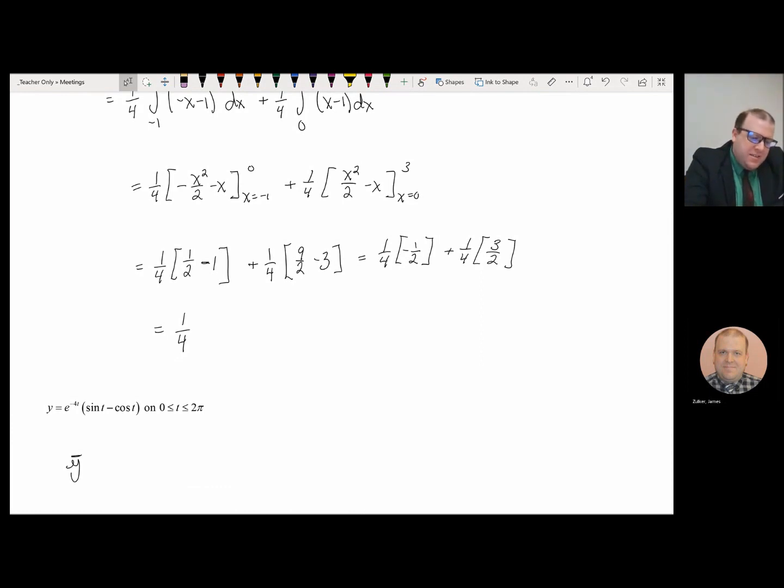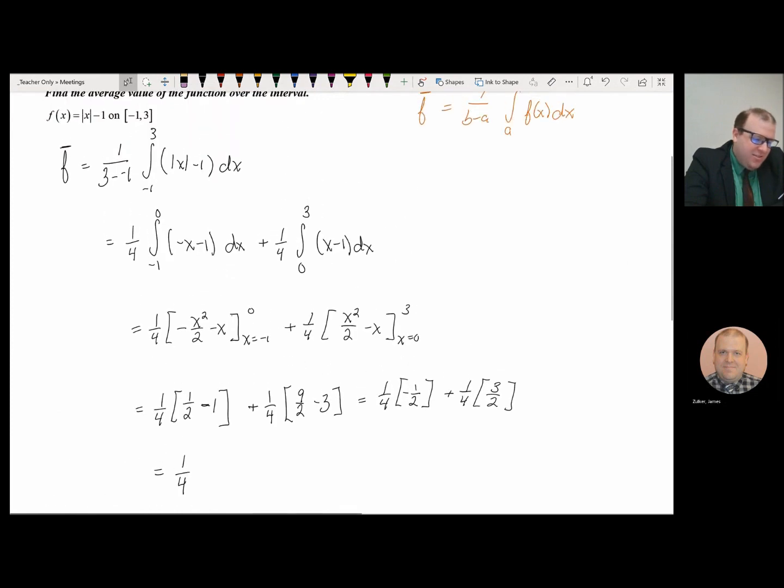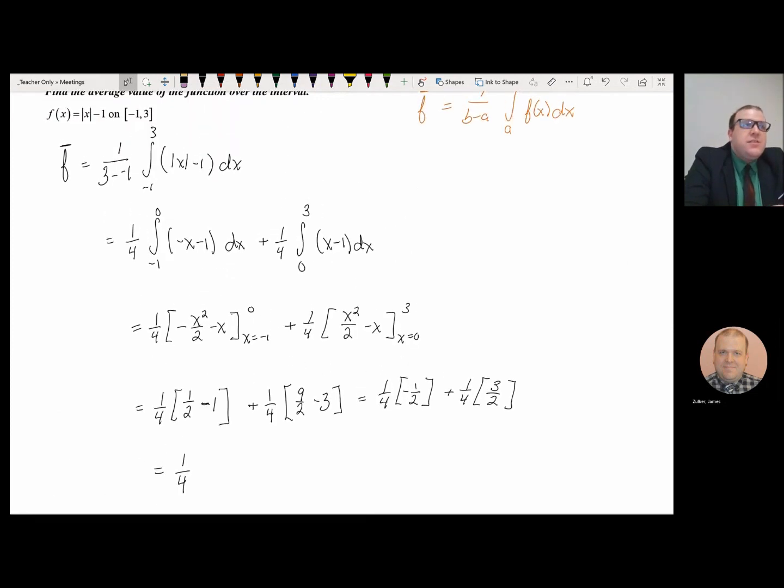By the way, it's also guaranteed that there is a point in the interval -1 to 3, call it C, such that f of C equals a quarter. That is the mean value theorem for integrals. Only if your function's continuous, right?